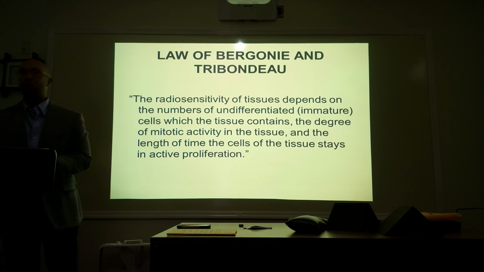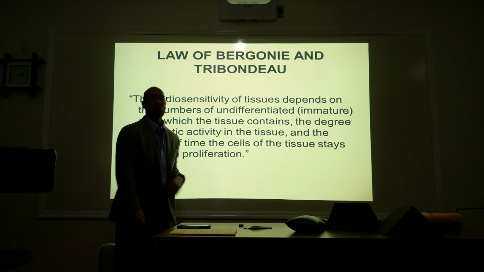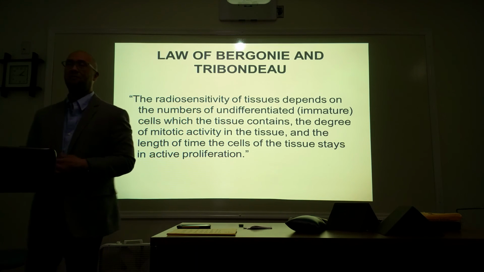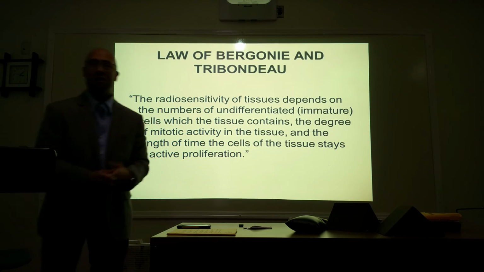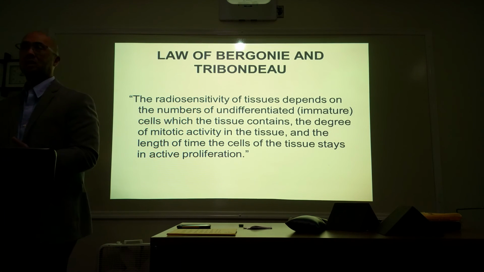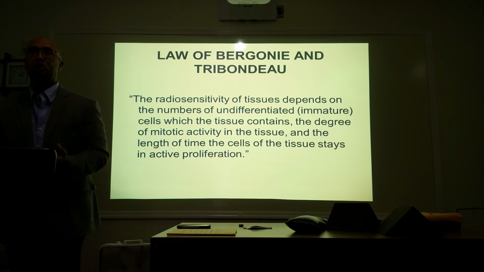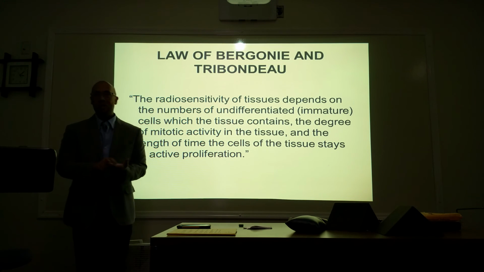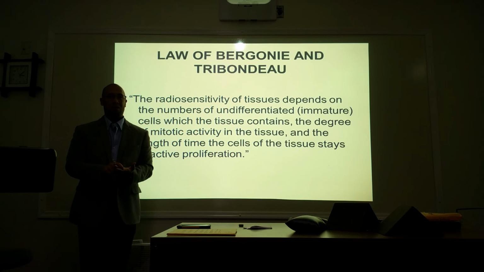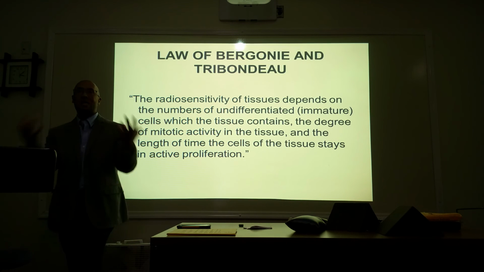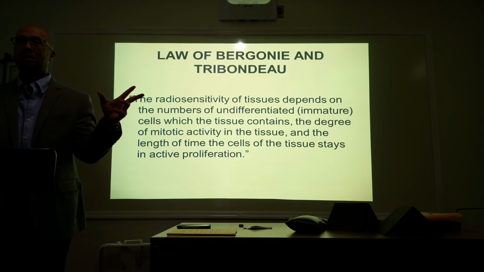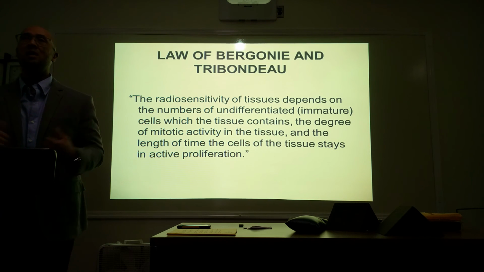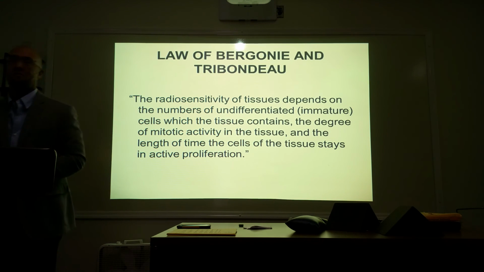Okay? And what they're talking about here is undifferentiated cells, cells that don't have a function yet. Once they have a specific function, when they become a nerve cell, a muscle cell, a blood cell, now we're able to determine the radiosensitivity. But if there is no assignment to them there, if they don't have a function, they're just a cell, a stem cell, they're going to be radiosensitive.